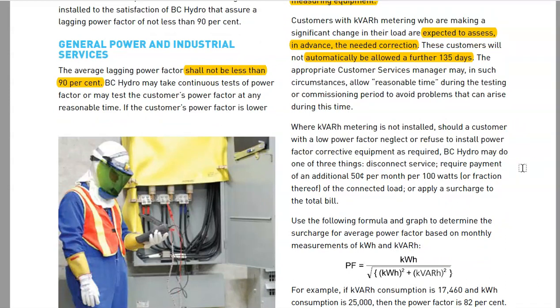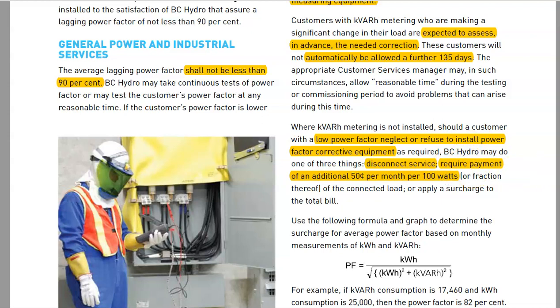If your customer with a low power factor neglects or refuses to install the power factor corrective equipment, BC Hydro may do one of three things. They can disconnect service. Okay. They can require payment of an additional 50 cents per month per 100 watts.